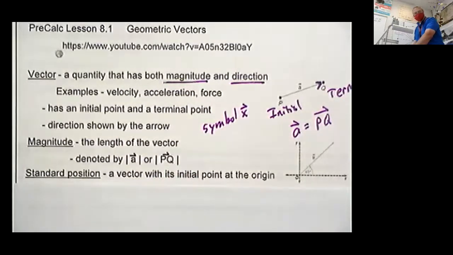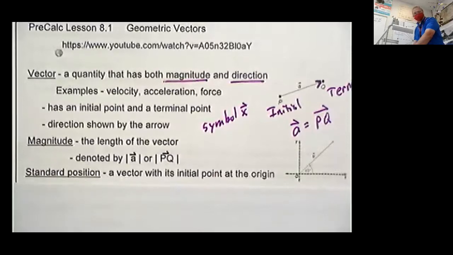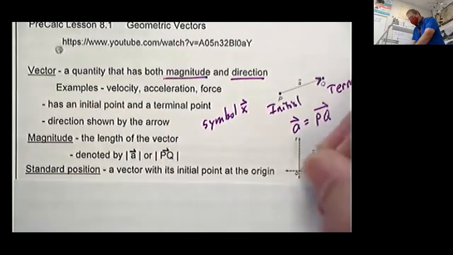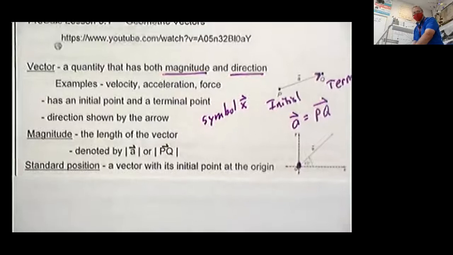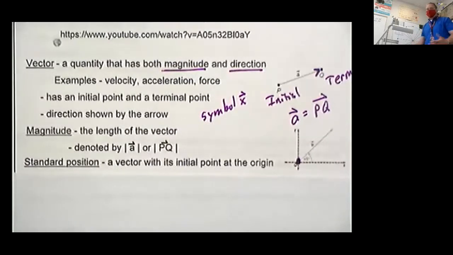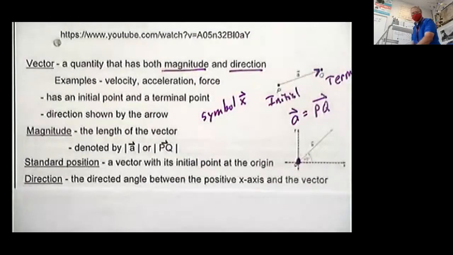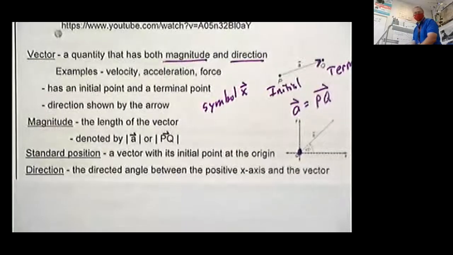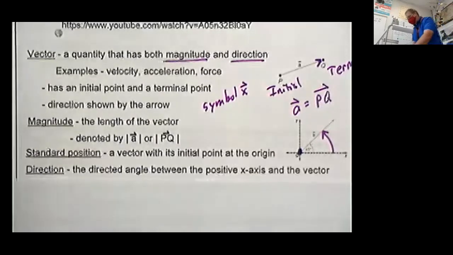Just like in trig, we're going to define a standard position vector as a vector with its initial point on the origin. Remember, for any vector, we can drop it in an XY coordinate plane to establish any vector at the origin. The direction, just like in trig, is the angle between the positive x-axis and the vector. We're always going to go from the x-axis. That way we don't have to worry about coming from the y-axis.